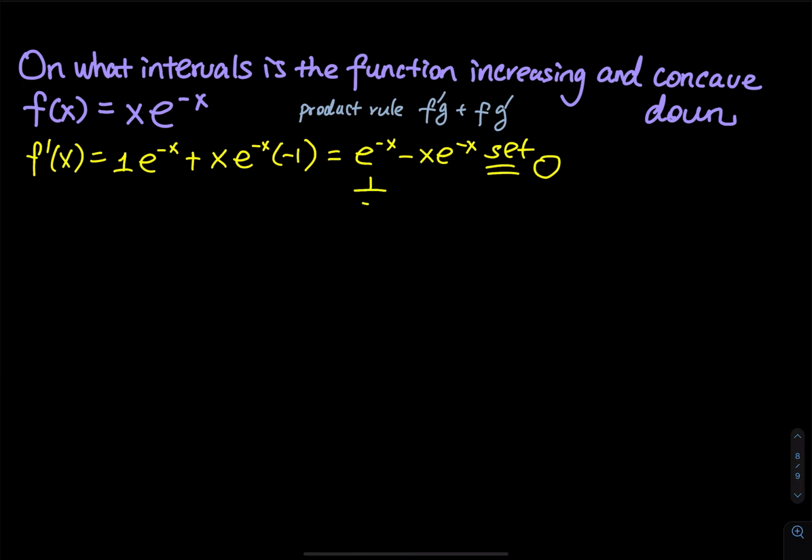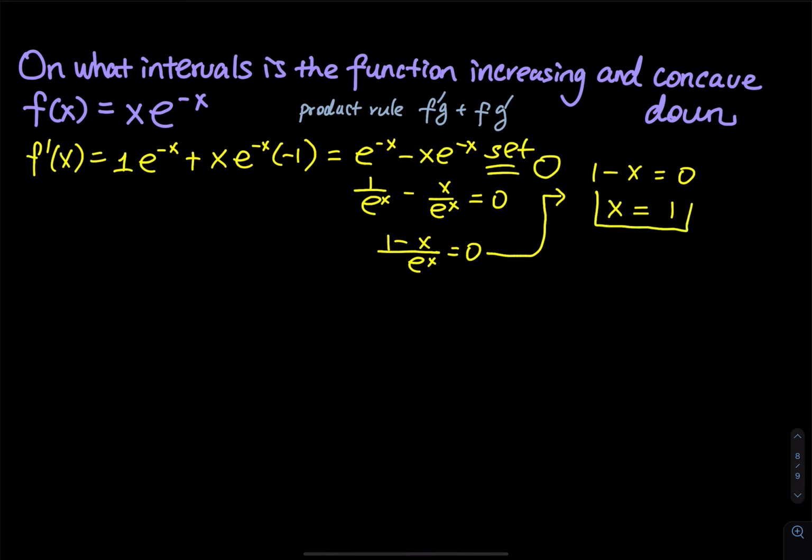So we have 1 over e to the x minus x over e to the x equals 0. Common denominator, 1 minus x divided by e to the x equals 0. And then how do you solve for that? There are two ways to do it. The first way to think about it is you have a numerator divided by denominator. What does that mean? That means the numerator has to be equal to 0. So therefore, 1 minus x has to be equal to 0, and x is equal to 1.